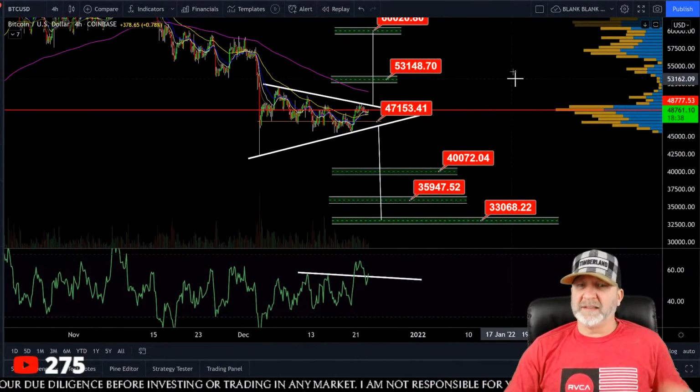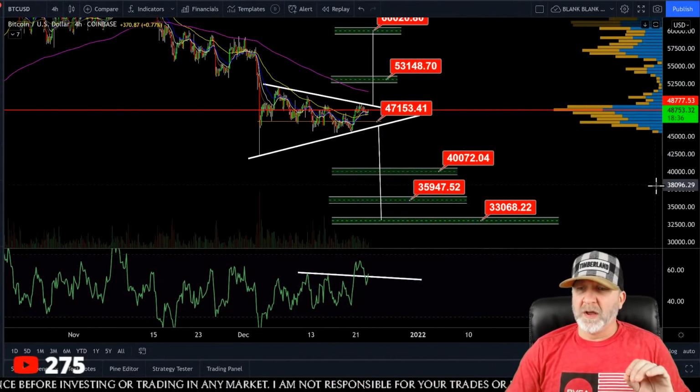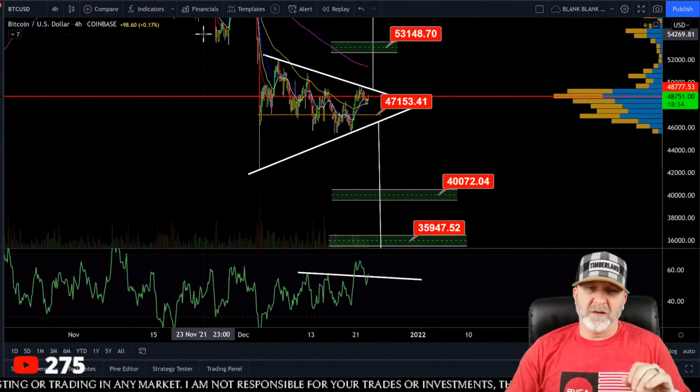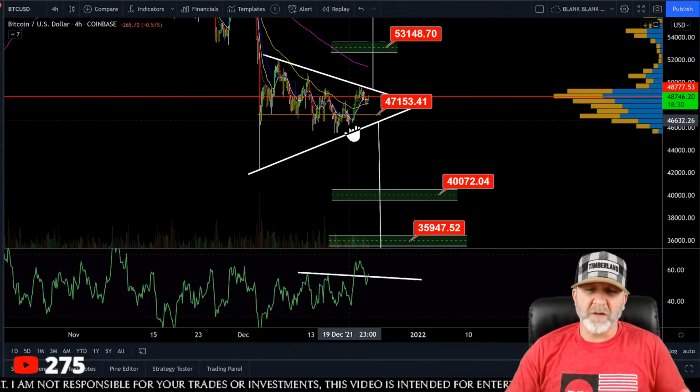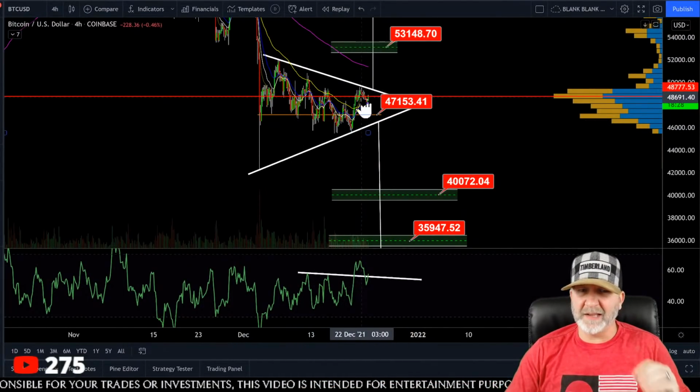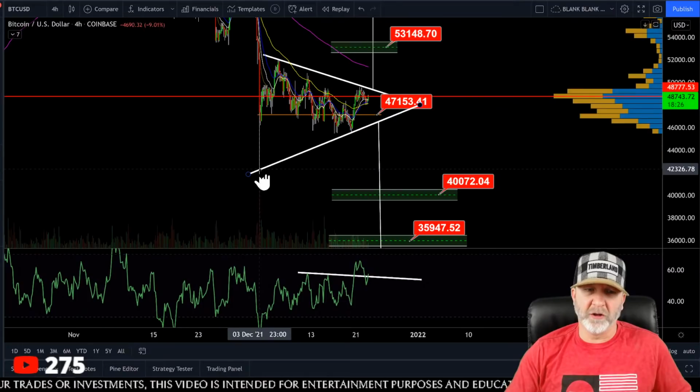Also, so let's take a look at this. So now, I'm not too sure. I know a lot of people are looking at this as a falling channel. I'm still looking at it as more of a triangle because we do have alternating touches.